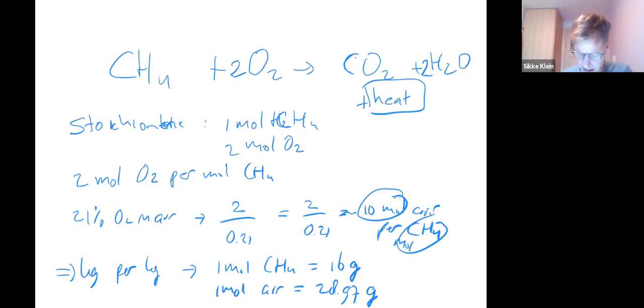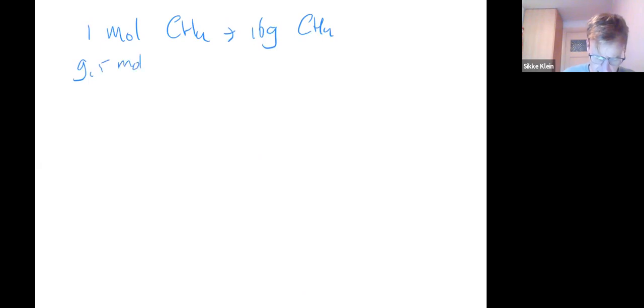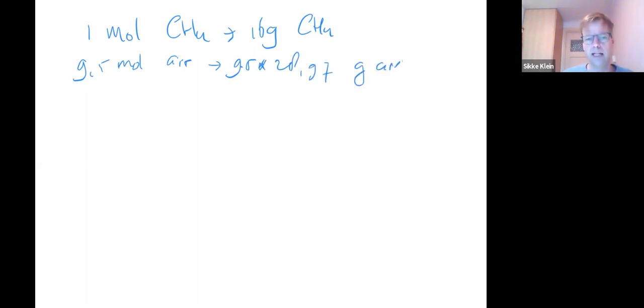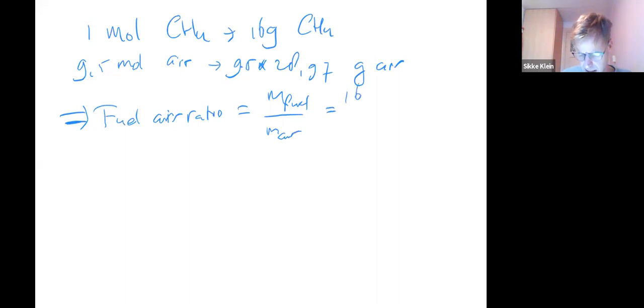So we have 1 mole CH4, which is 16 grams CH4. We don't have exactly 10, but actually 9.5 mole air, which is 9.5 times 28.97 gram of air. Then we can calculate the fuel-air ratio. The fuel-air ratio is m fuel divided by m air. In this case it is 16 divided by 9.5 times 28.97, and that is 0.058.